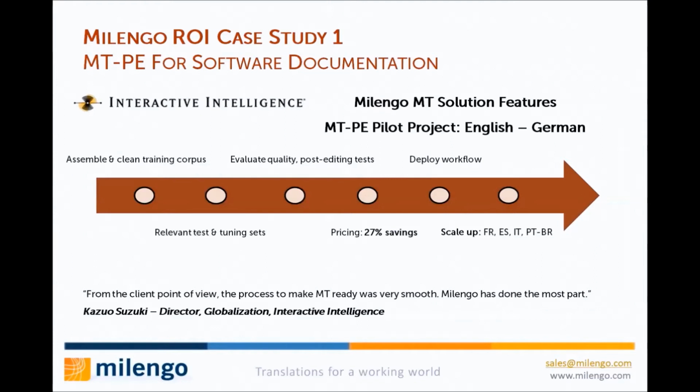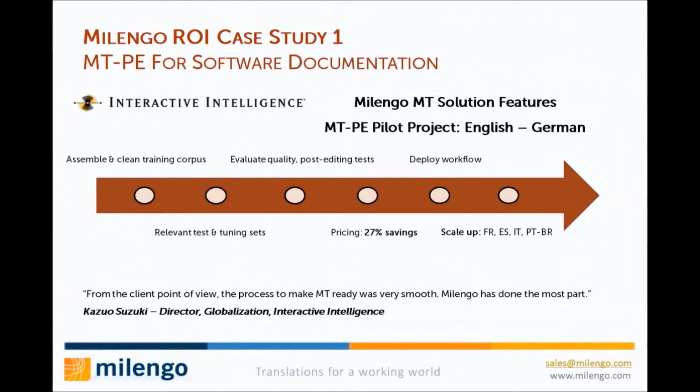Our post-edited samples from the pilot were approved by ININ's language reviewers, and so they asked us to put together a pricing model for the localization of the online help to one of their software products. This involved the post-editing of around 185,000 words into German. The results of the pilot meant that we were able to offer them a post-editing pricing structure which represented a 27% cost reduction when compared to their existing translation rates.